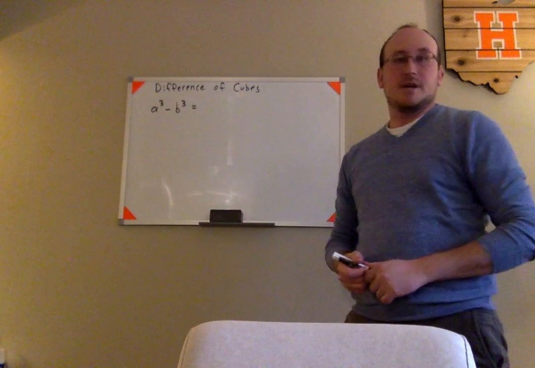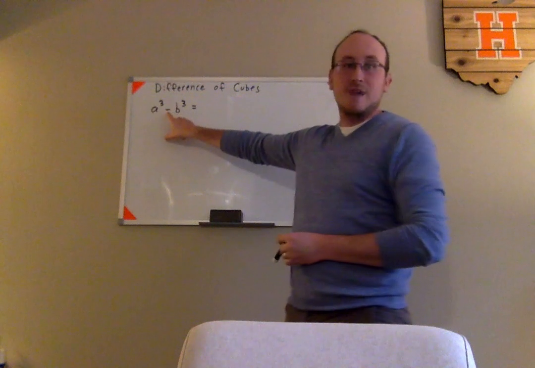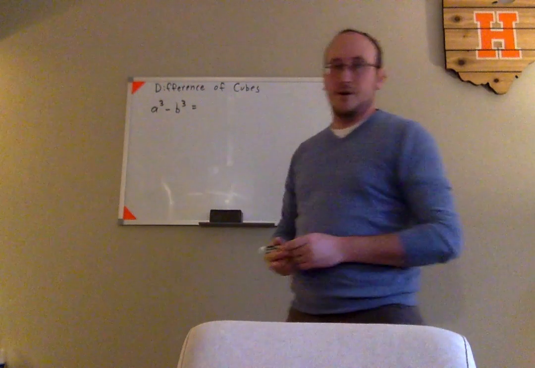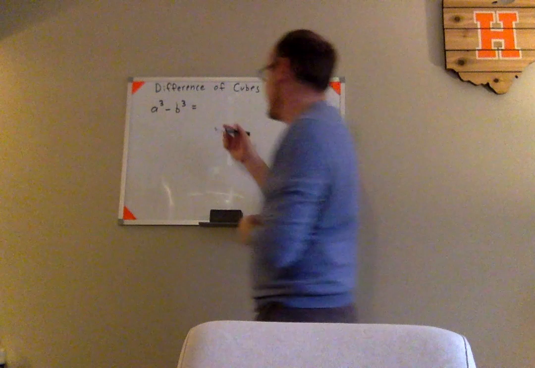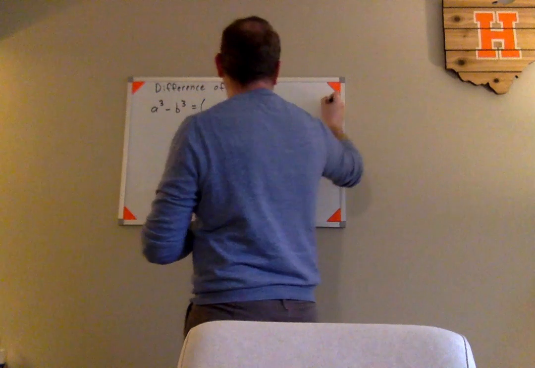In this example, we're going to look at how to factor a difference of two perfect cubes. Difference meaning we have subtraction of two things that are cubed. So this will follow the structure that it will break into a binomial times a trinomial.